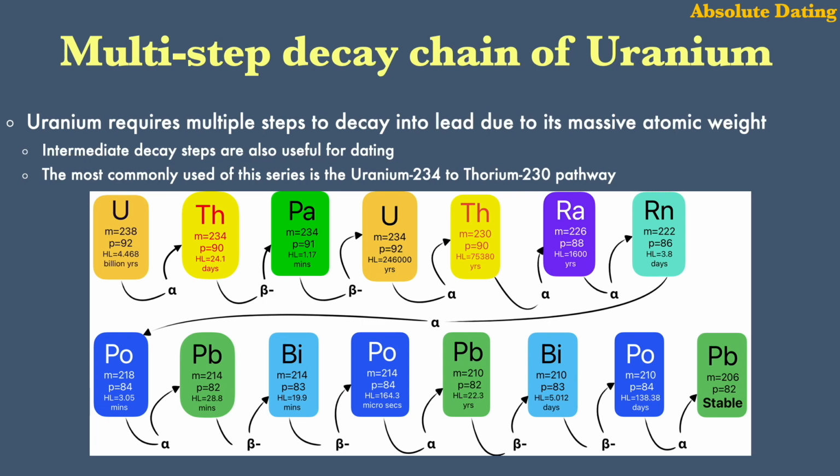This multi-step decay chain goes on and after 14 steps it finally transforms into the stable nucleus of lead-206. You can see on the screen that each step of the chain has a well-defined half-life that varies from 1.17 minutes to 4.468 billion years. These intermediate decay steps are also useful for dating.